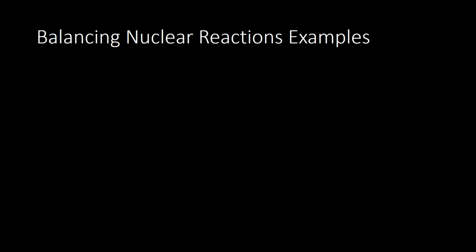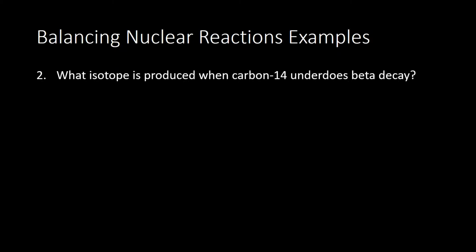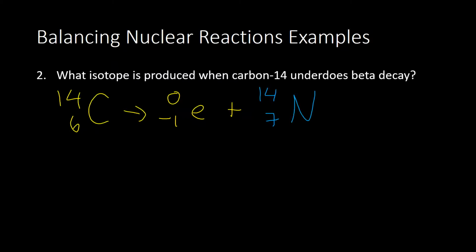Okay, let's take a look at another one. What isotope is produced when carbon-14 undergoes beta decay? We already talked about this one earlier, but we're still going to go ahead and do it anyway. So 14 is the mass, carbon is atomic number 6. Beta decay was the 0/-1 e. Again, I'm going to think of these two sides as an equal symbol. So 0 plus 14 gives me 14. -1 plus 7 gives me 6. So 7 plus -1 equals 6. And number 7 on the periodic table is nitrogen. So I have nitrogen-14 as the isotope that's produced when carbon-14 undergoes beta decay.